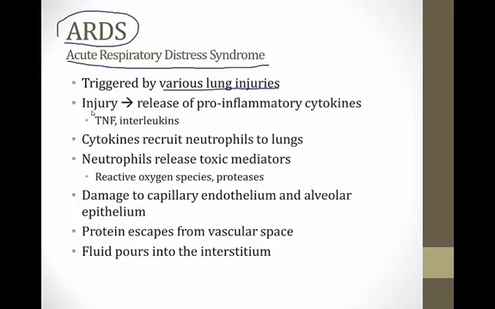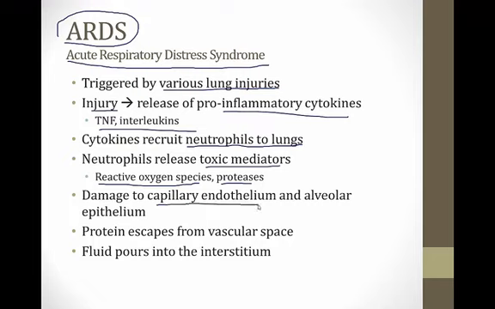What happens in ARDS is some type of injury leads to the release of pro-inflammatory cytokines like TNF and interleukins. These cytokines start to draw neutrophils into the lungs, and the neutrophils release toxic mediators like proteases and reactive oxygen species. This results in capillary endothelial damage and also damage to the alveolar endothelium. Protein then spills from the vascular space, and whenever you lose protein, it takes fluid with it. So the result is that fluid pours into the interstitium. This is the same problem as pulmonary edema in heart failure, but in heart failure you have high pressures driving fluid into the interstitium. In ARDS, you have fluid in the interstitium because of leaky vasculature from inflammation.